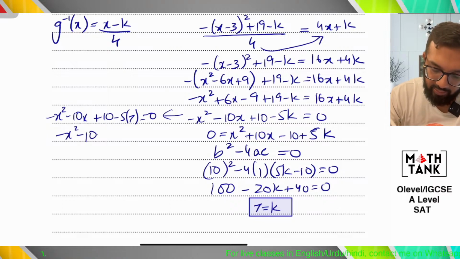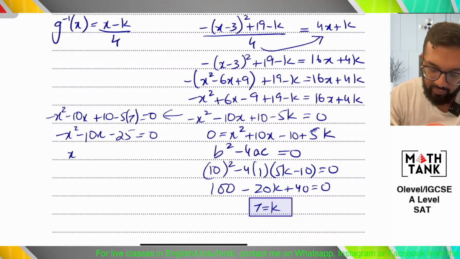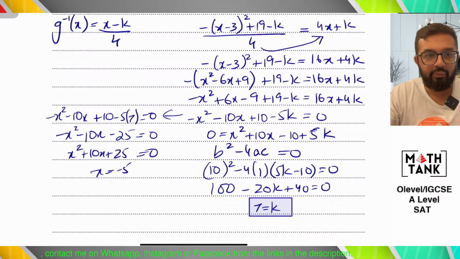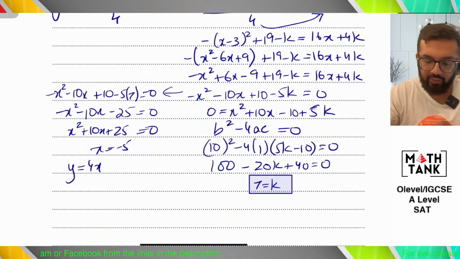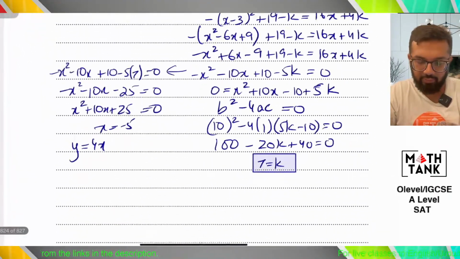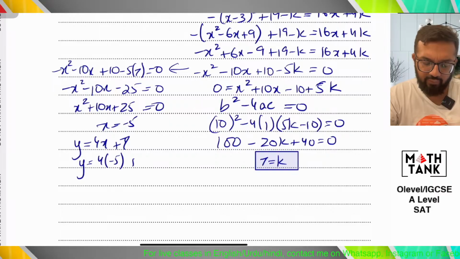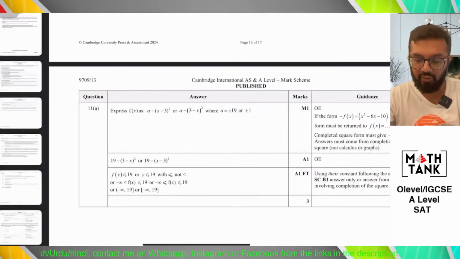Minus x square minus 10x minus 25. x square plus 10x plus 25. x equals minus 5. y equals 4x plus 7. So 4 times minus 5 plus 7 is minus 13. Minus 5 and minus 13. Let's check if that's the correct answer.